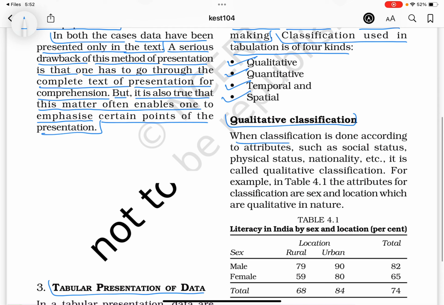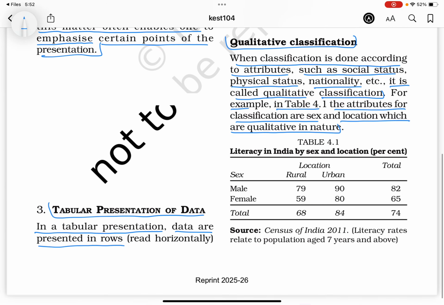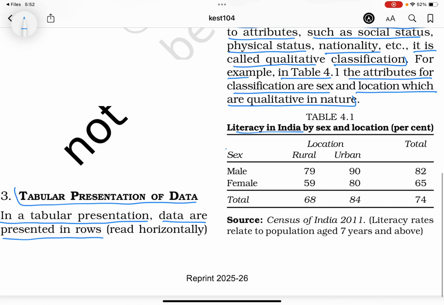Qualitative classification. Classification is done according to attributes such as social status, physical status, nationality, etc. It is called qualitative classification. For example, in 4.1, the attributes for classification are sex and location, which are qualitative in nature. Literacy in India by sex and location, percent.